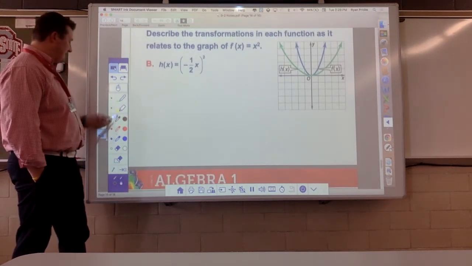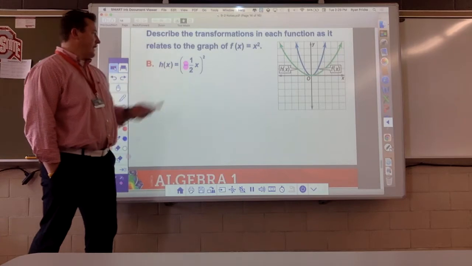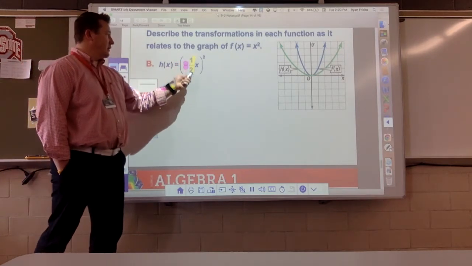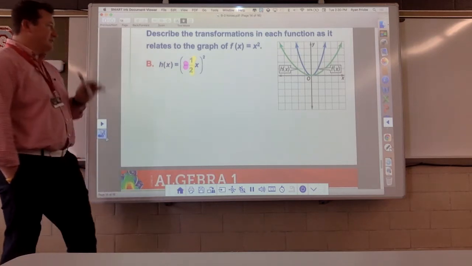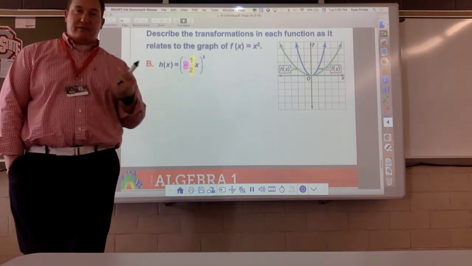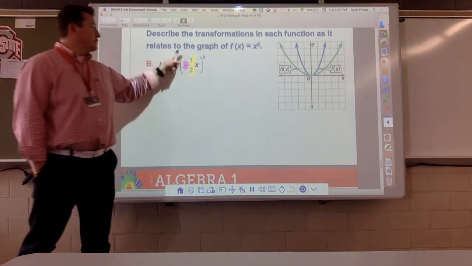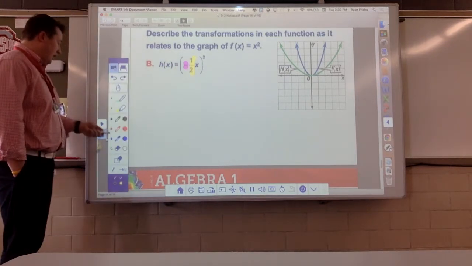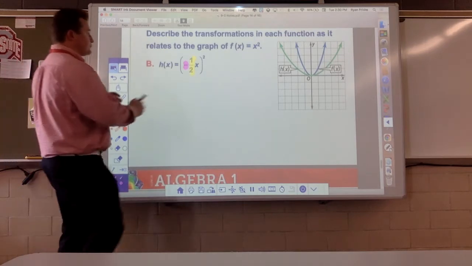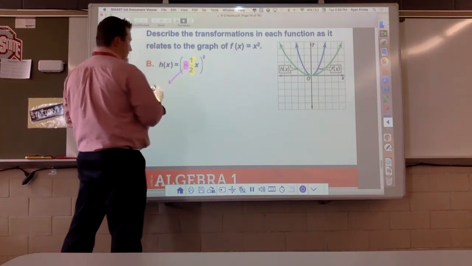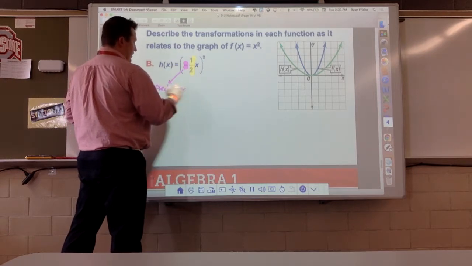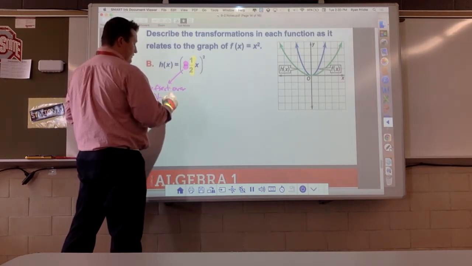So once again, I need to describe that. I also need to describe that. Both of these moves are with my x, and it's easy to see because we have parentheses. So what do they both do? Again, this is a reflect over what, people? This is a reflect over the y-axis.